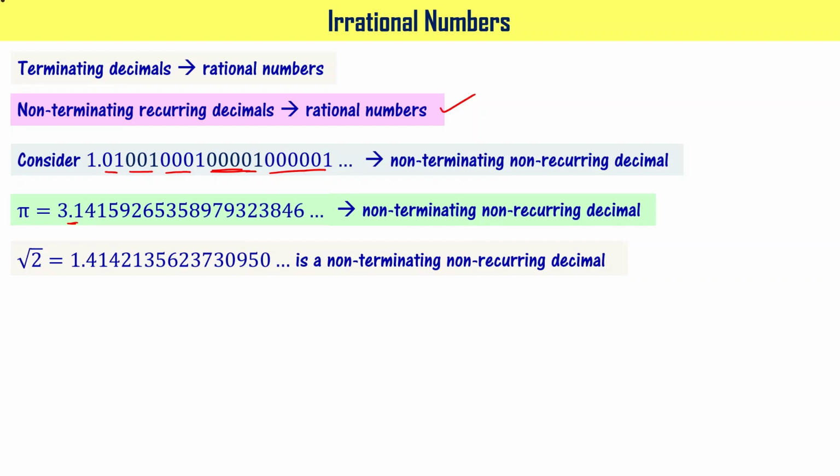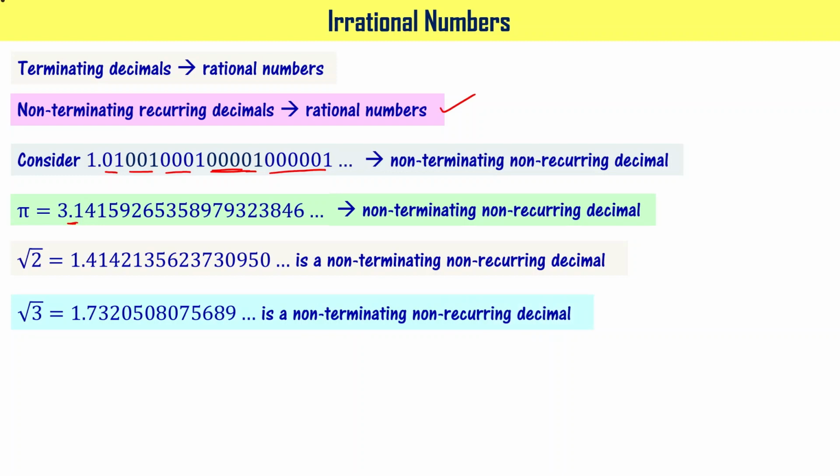Root 2, which is written as 1.41421356 and so on, is also a non-terminating, non-recurring decimal. Root 3, that is 1.73205080075689 and so on, is also a non-terminating, non-recurring decimal. Please note this. In all these cases, since there is no periodicity, it is called non-recurring or non-repeating. And since there is no end to this decimal expansion, we say that these are non-terminating decimals.